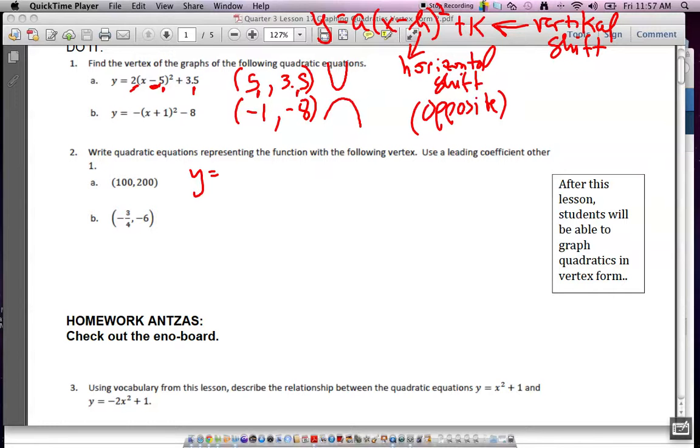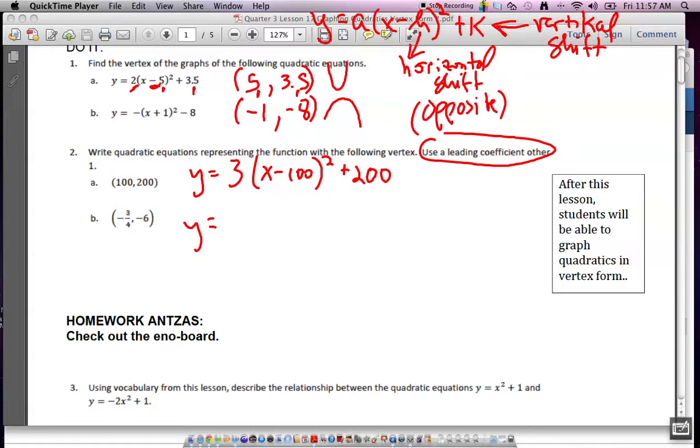So an example of this would be, I can put any number in front for a, it doesn't matter, 3 times (x minus 100) squared plus 200. It is extremely important that you understand why this says x minus 100 and why this says plus 200 at the end. If you don't get it, you are missing the entire point of yesterday's lesson. Yes? Do you have to put a number in front of it? Well, only because it says use a leading coefficient other than 1. If it didn't say that specifically, no, absolutely not. Okay? Gotcha.